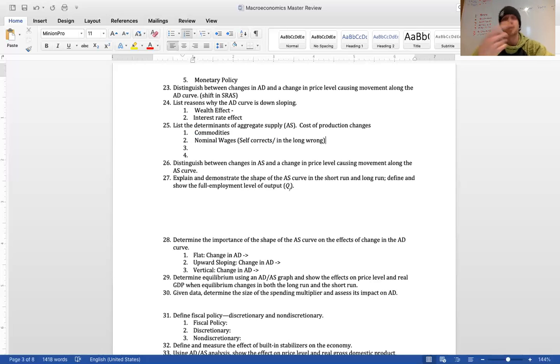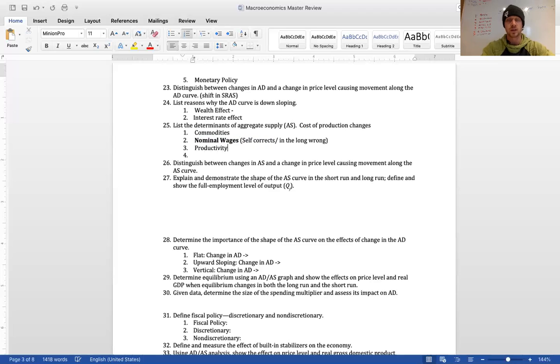If a problem says something about in the long run, or the government's going to do nothing and we're going to let it self-correct, nominal wages are going to change. When nominal wages go down, the cost of production goes down, and short-run aggregate supply shifts to the right. Nominal wages go up, cost of production goes up, and short-run aggregate supply shifts to the left. So nominal wages is a big one, probably the biggest.